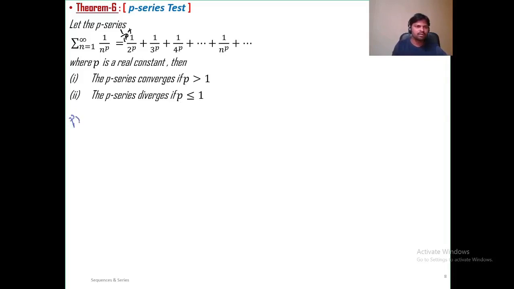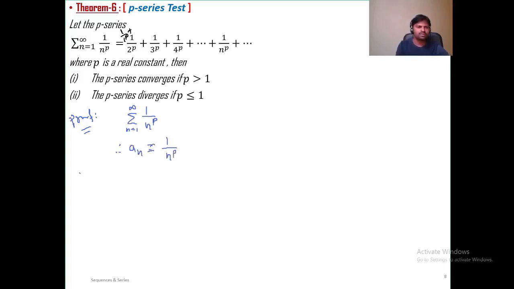Look carefully. It's a simple one. So first you write the given series: the series 1 upon n power p. What is p here? P is a real constant, right? P is a real constant. Okay. So therefore, what is a_n now? So therefore, a_n is 1 upon n power p. This is a_n.